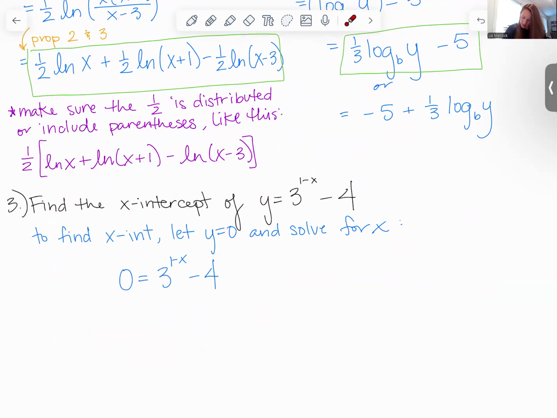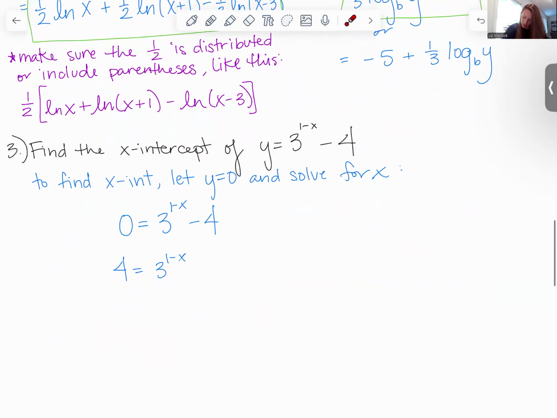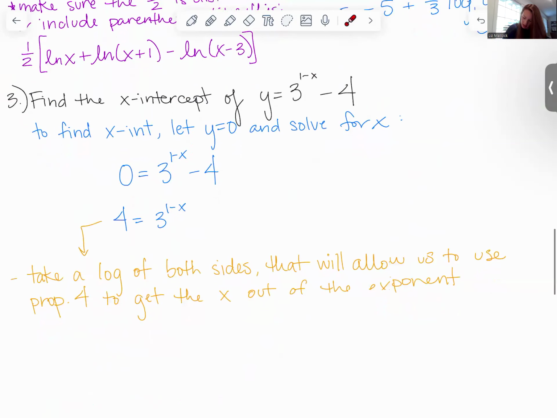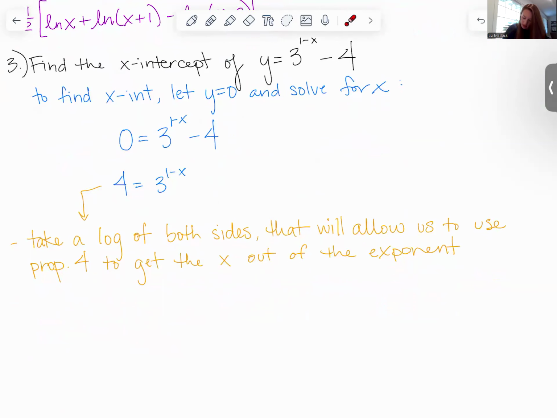So I'm going to have 0 equals 3 to the 1 minus x minus 4. Move the 4 over, and then I'm going to take the log of both sides, and that allows us to bring down this exponent in front. And because it's problematic that the x is in the exponent, I can't really solve for it. So to counter that, I'm going to use the log.